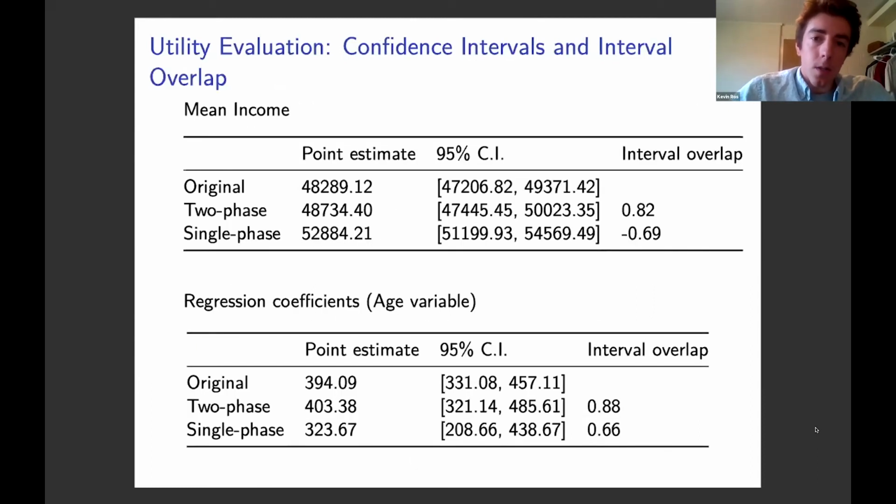Our next utility evaluation is the confidence intervals and interval overlap, specifically for the mean and the regression coefficient of age. For the mean, we see that for the 95% confidence interval overlap measure, a higher value closer to 1 indicates that the intervals were more similar. And we see that the two-phase has a lot higher interval overlap compared to the original than that of the single phase, indicating a higher level of utility. And we see a similar case in the regression coefficient, where the interval overlap for the two-phase 95% confidence interval is higher than that of the single phase.